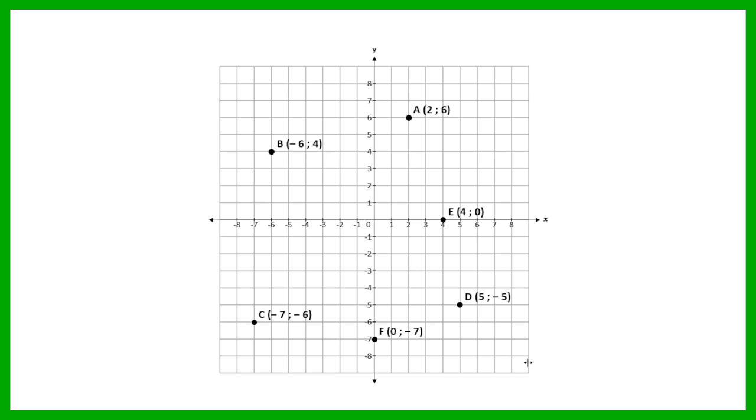Now, the points in these examples are labeled A to F. The point A is not always going to be 2, 6. The point B is not always going to be negative 6, 4.